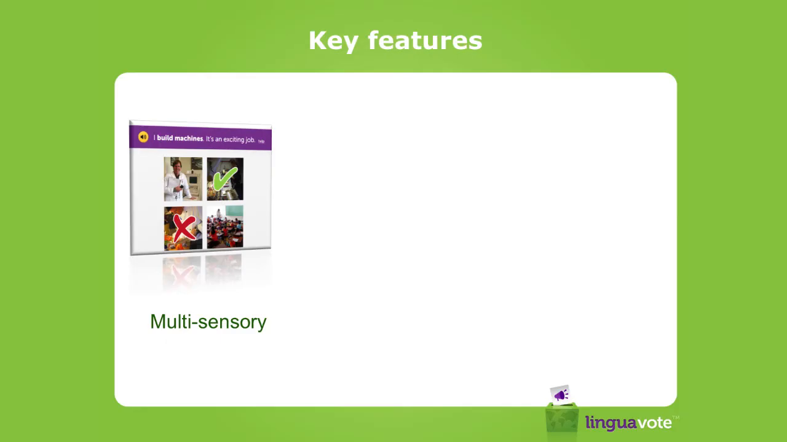There are three ways in which Linguavote does this. The first is in how Linguavote presents language. Most people are visual learners, so Linguavote relies on images to present vocabulary and always complements phrases and images with audio. We also recognise that many students prefer to work on touchscreen devices like iPads, so the activities are tactile.